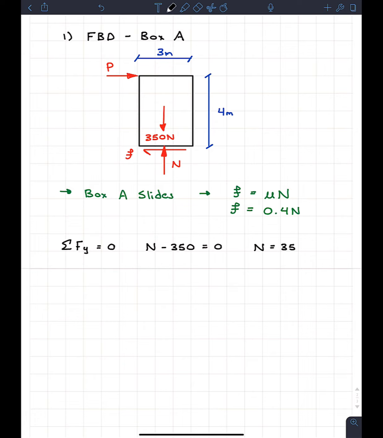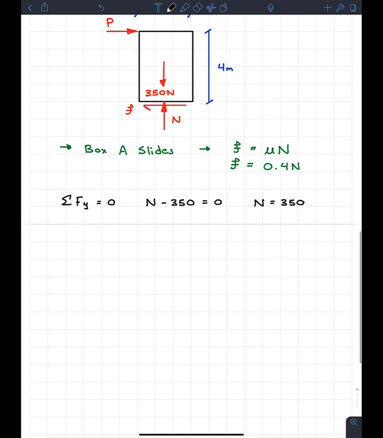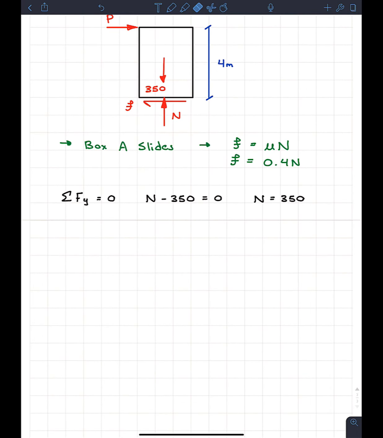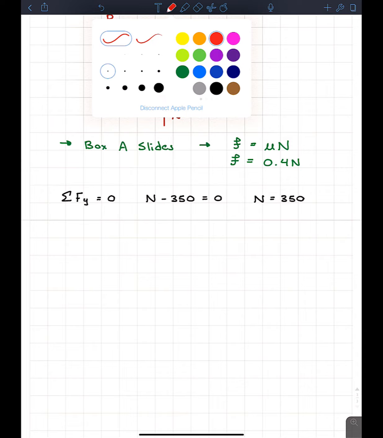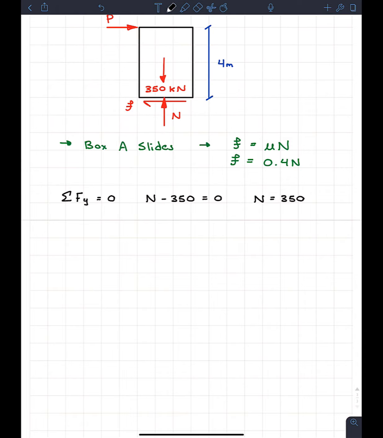Is it newtons or kilonewtons? I should probably check. It is kilonewtons. So this right here, I need to erase this and put kilonewtons in. So like I said, these are very heavy boxes for some reason. I don't know why. So 350 kilonewtons.